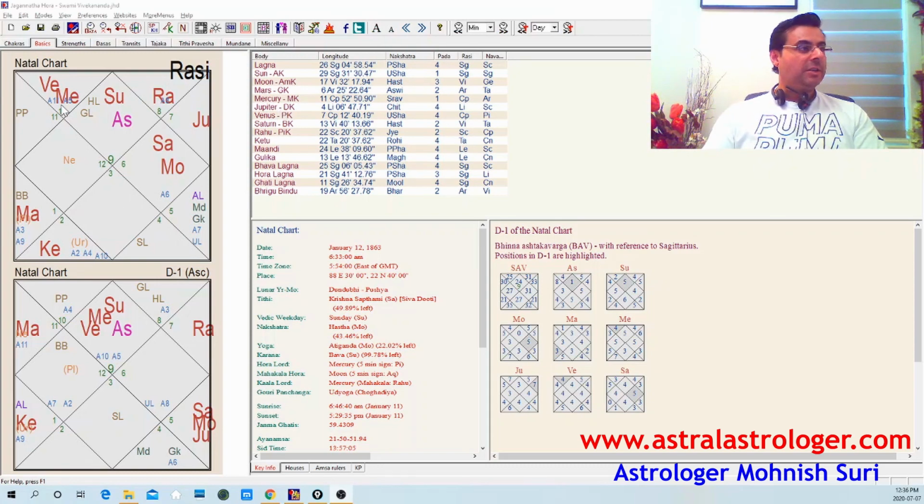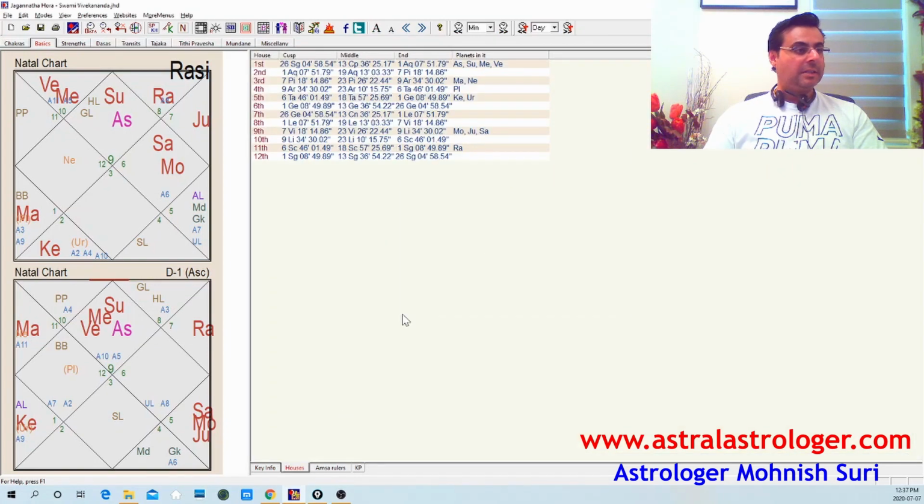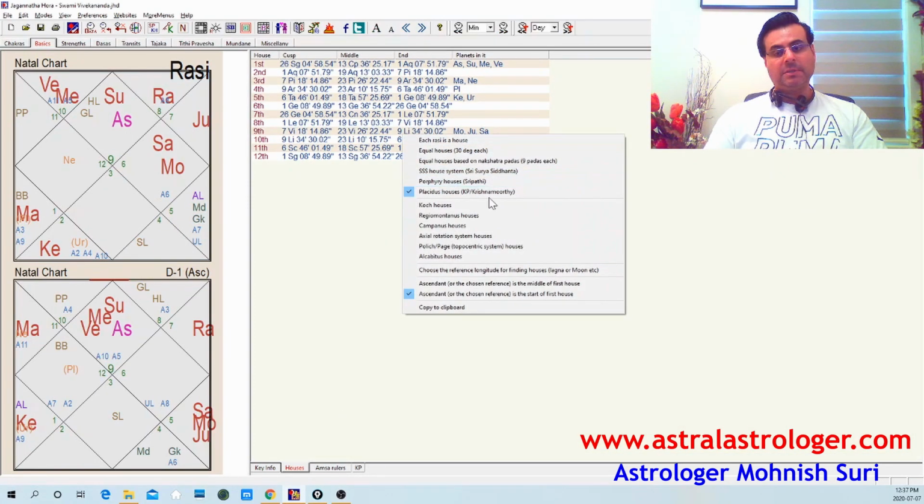So step number one, you create this chart. You see the Lagna chart on the top, and you see the Bhava Chalit chart here at the bottom. Normally, what I use for Bhava Chalit is these settings. I create a Placidus house system, and I use the Ascendant as the start of the first house.